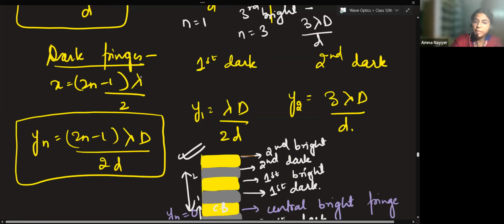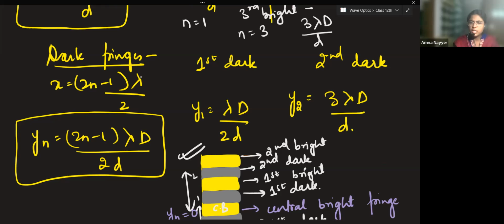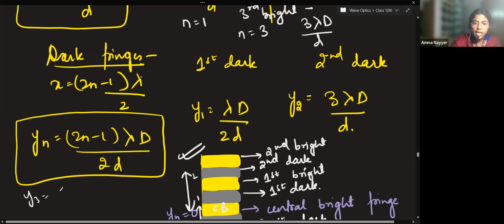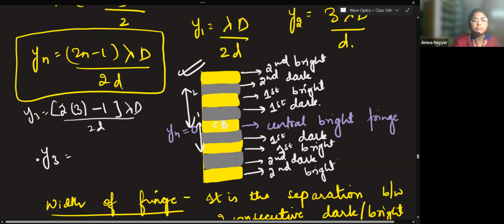This is the main equation: (2n minus 1) lambda D by 2d. Capital D will be given, small d will be given, lambda will be given. N will also be given because they'll ask you second dark fringe, third dark fringe, fifth dark fringe. Using that number, you know what n is, and just replace n with that number. Let's say 3. So 2 into n, n is 3 right now, minus 1, lambda D by 2d. 2 into 3 becomes 6, 6 minus 1 is 5. So y3 will become 5 lambda capital D by 2 small d.